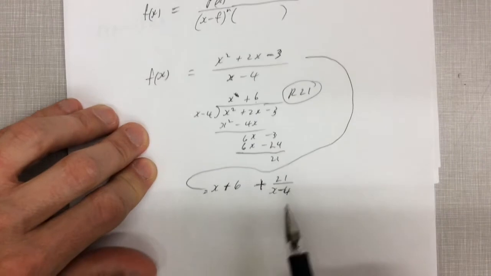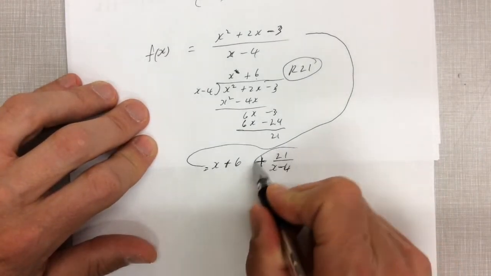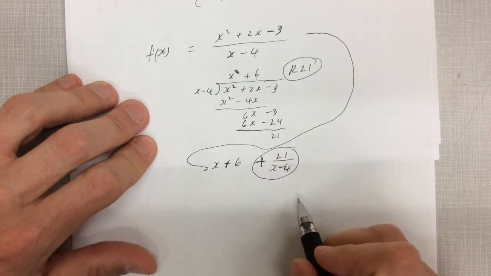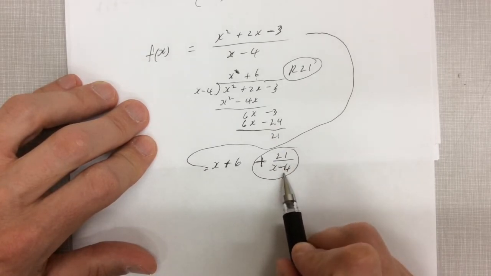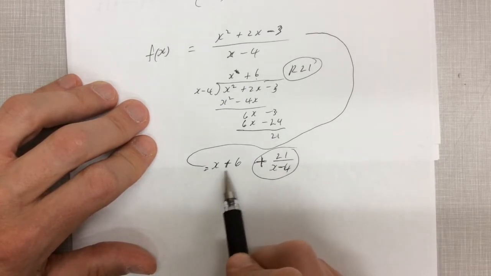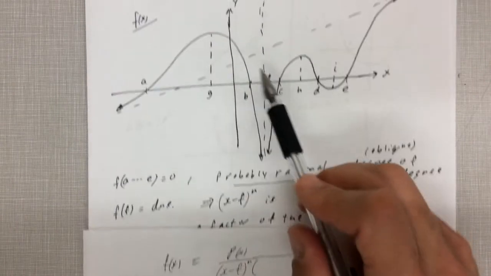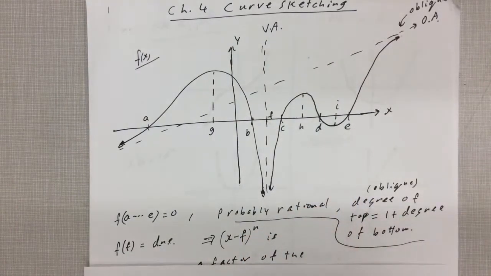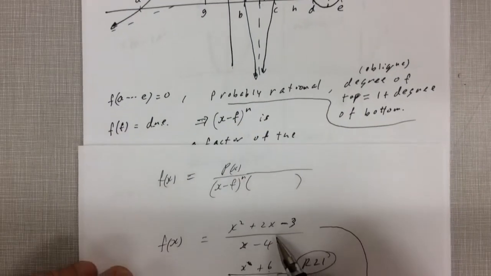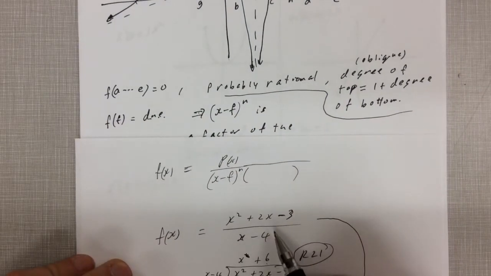Okay, so as x gets really large, this piece becomes negligible. So when x is 1,000,000, 21 over 1,000,000 minus 4 is basically 0. And so the function just becomes x plus 6. Okay, so this oblique asymptote would be something like x plus 6 if that was the function here.